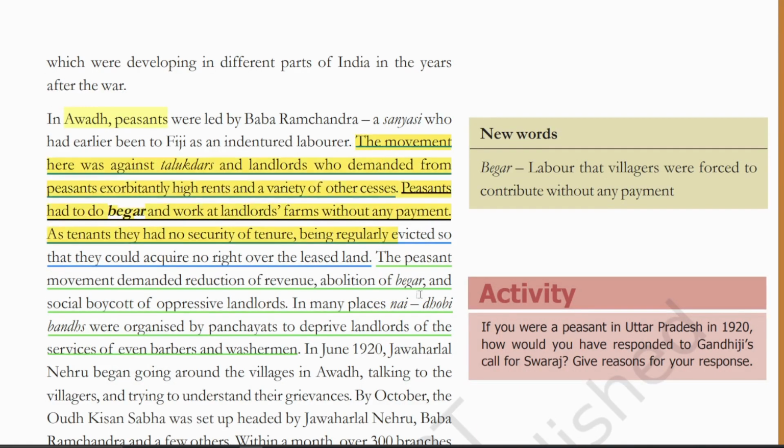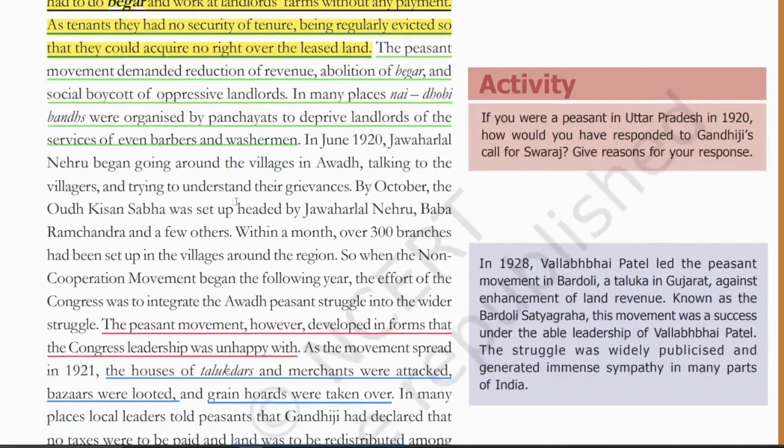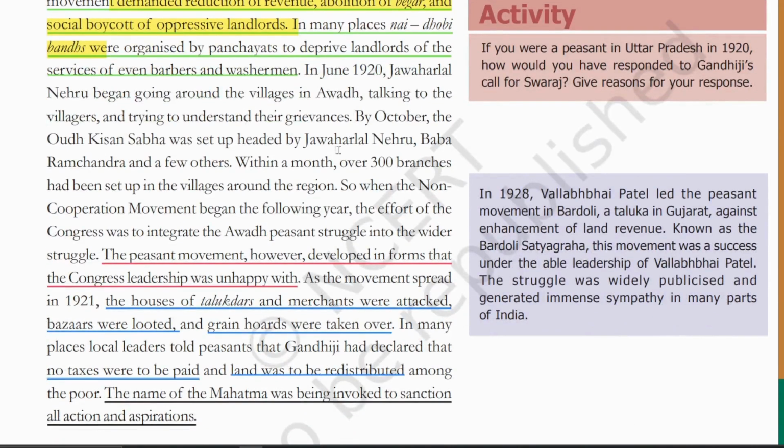The movement here was against the Talukdars, and how the Talukdars didn't support it later on, the Dalits, the revenue reduction. See, history, if you read it like a story, it's going to be great. It'll really help you, man.